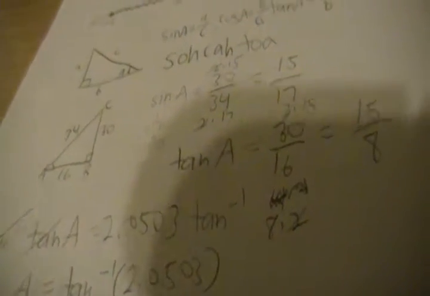However, let's say we're given a right triangle, and we're given two sides, 55 and 51. And we want to know what this angle is. And there's a way to find out.